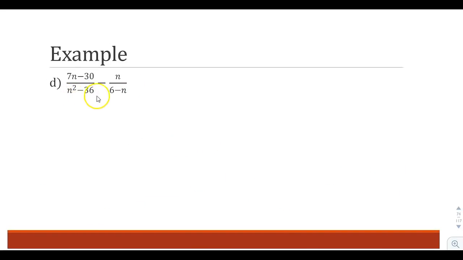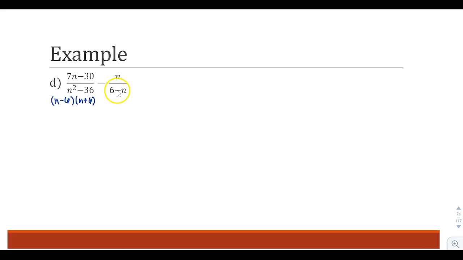In this example, we want to subtract these two rational expressions. They don't have common denominators, so we'll need to start by factoring and making them have the same denominator. So n squared minus 36, that's the difference of squares, n squared minus 6 squared. So we'll rewrite this as n minus 6, n plus 6.